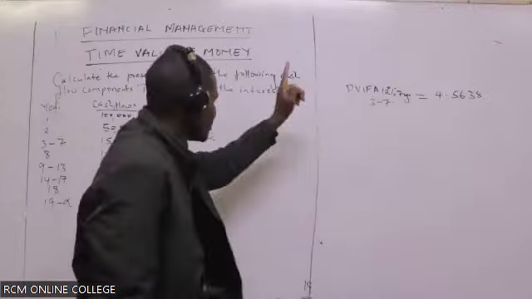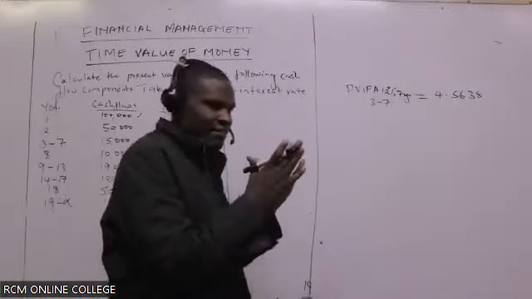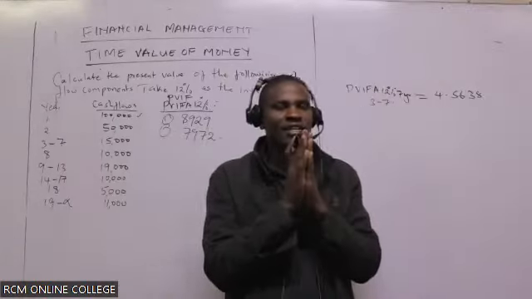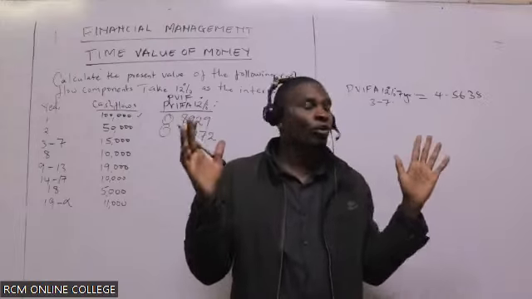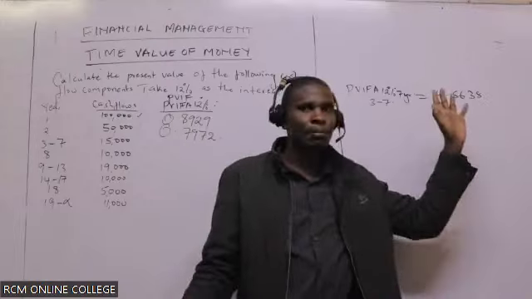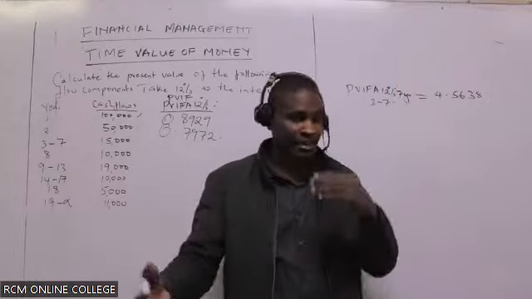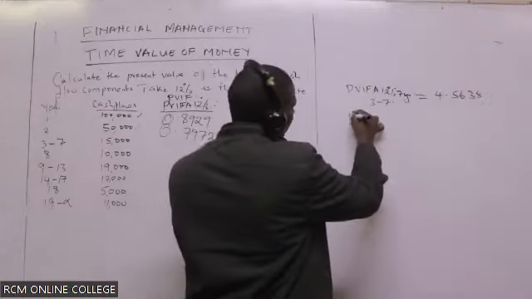Umeona nimechukua nini? Wamechukua 7 years. We looking at 7 years. Na ili tufike kwa 7 years, tumetoka year gani? Tumetoka year 1. Sawa sawa. So hii encompasses year 1, year 2 up to 7 years. Therefore, if that is for 7 years, what will be the PVFA?